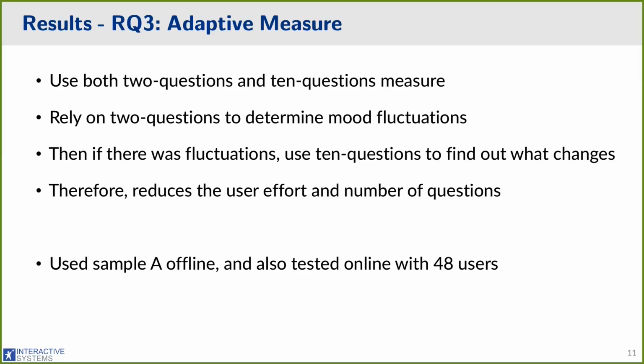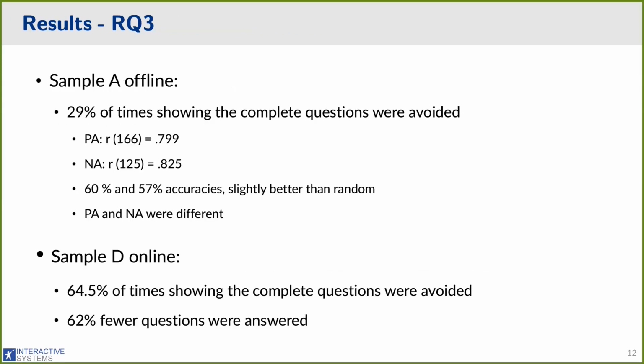We answered these research questions using the day-to-day sample, or sample A, offline, and we also tested it online with other users. Sample A were those users who completed both the overall questions and 10 questions in each sampling event. Using the adaptive algorithm, users would have seen the adaptively reduced questions instead of the complete ones for about 29% of the cases. The resulting mood values were highly correlated with the original measures, and we also found out that the positive activation and negative activations are slightly different in the way they possibly last, and they should therefore be modeled separately. Using the adaptive algorithm online, 64% of the time questions were reduced, and in total, 62% fewer questions were answered.